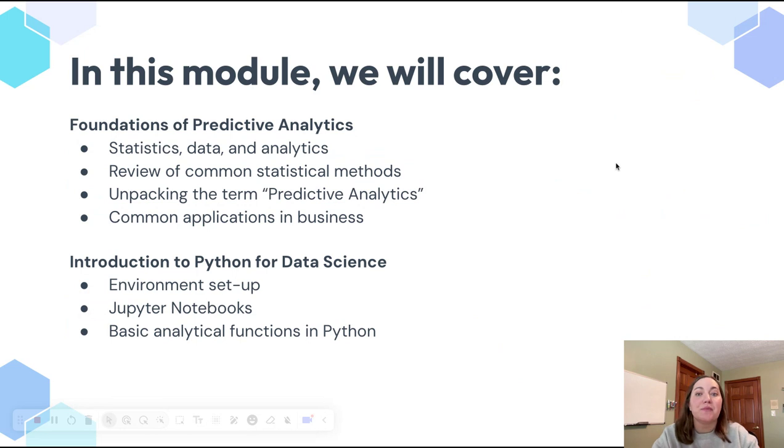So in this module, the foundations of predictive analytics. So like I said, we're going back to the beginning. And predictive analytics, we call it that very specifically to try to stay away from the term machine learning as much as possible. But at the core, we're talking about statistics, data, and analytics. So why statistics? What is data? How do we do analytics? We're going to go back to the beginning of that.